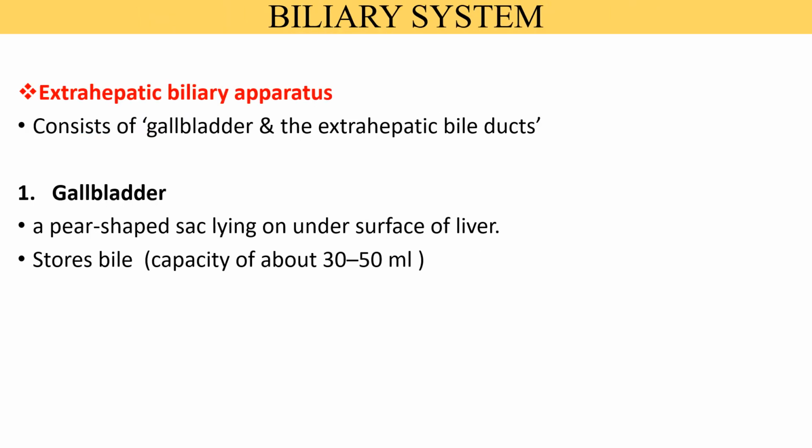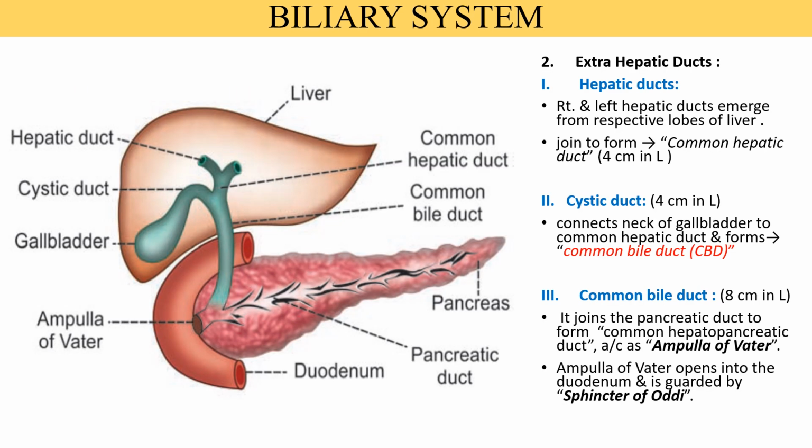Liver has got both intra and extrahepatic biliary apparatus. The extrahepatic biliary apparatus consists of gallbladder and the extrahepatic bile ducts. Now, the first is gallbladder. Gallbladder is a pear-shaped sac lying under the surface of the liver that stores the bile. Second component of extrahepatic biliary apparatus are the ducts that carry the bile. These ducts are hepatic duct, cystic duct, and the common bile duct.